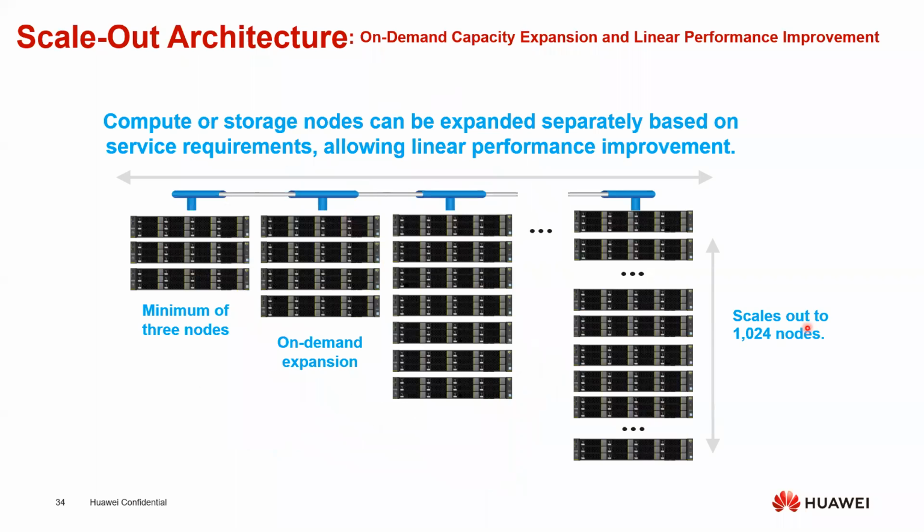Okay, here is the answer for you. For the number of nodes, you can see the minimum is 3 nodes, and you can expand on demand if in future you require more nodes to be added to your infrastructure. This is called scale-out expansion, and it can reach up to 1024 nodes. So you can see your node scale-out goes up to 1024 nodes supported in our FusionCube.